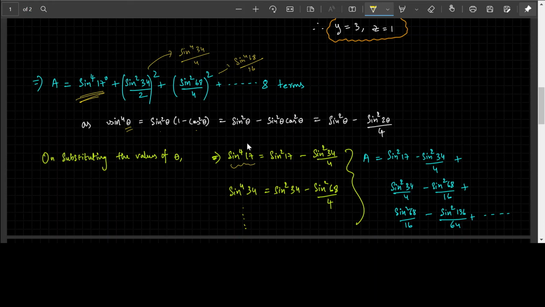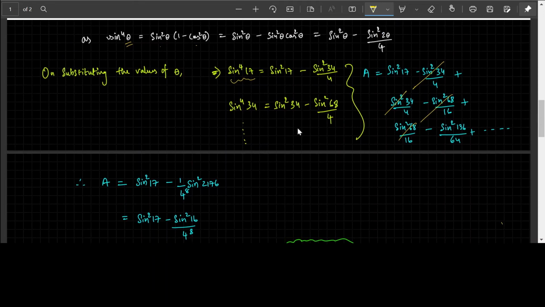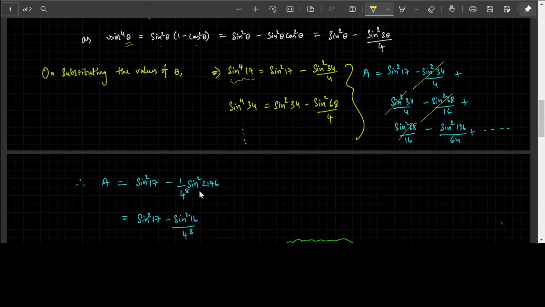And then plus, we can just move forward. So we have found a telescopic series here, so we can just cancel the terms. And then after that, we end up with A is equal to sine square 17 minus sine square 216 by 4 power 8. So that is sine square 17 minus sine square 16 divided by 4 power 8. So this is the end.